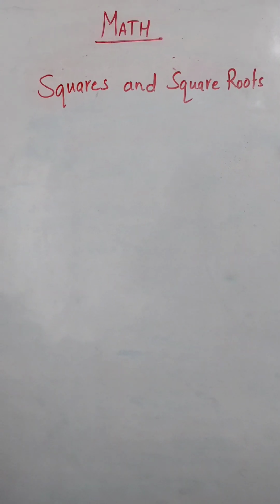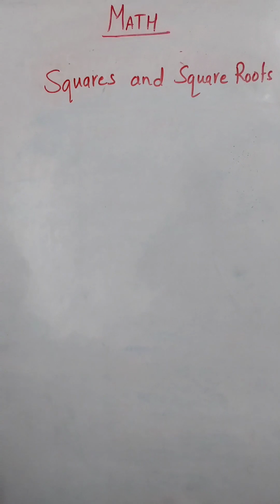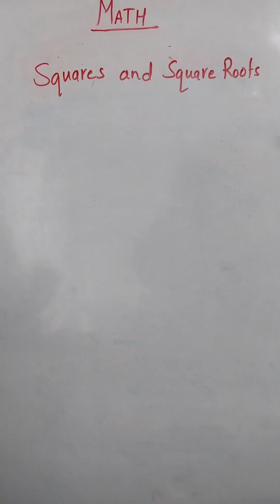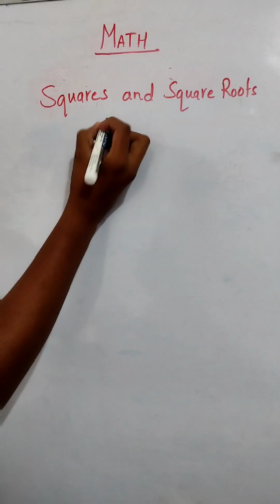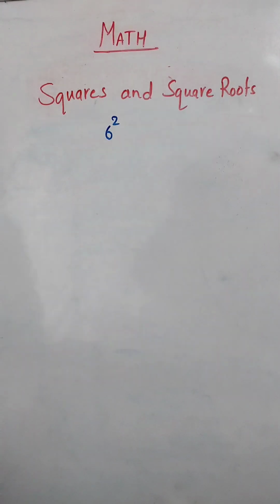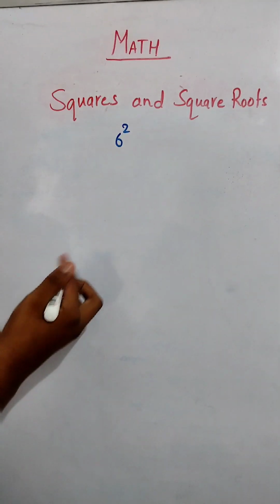So what are squares? Squares are numbers which are nothing but the product of the same number twice. In a simpler way, let's take an example of 6. If we take 6, we can write its square in this format, as we've learnt in powers and exponents in the past video.